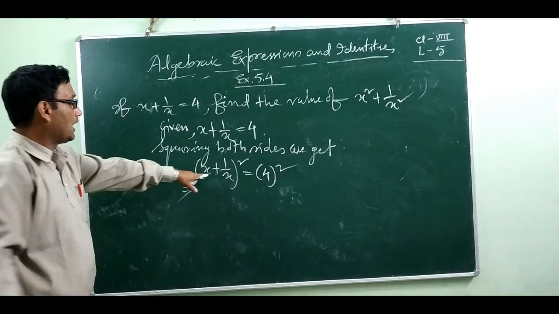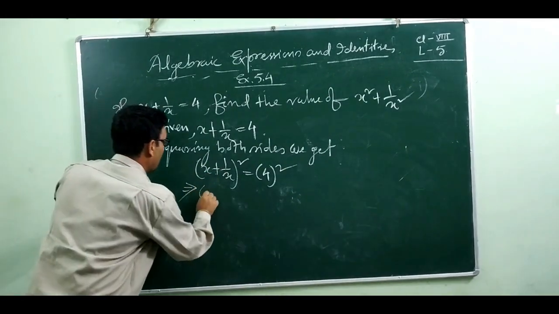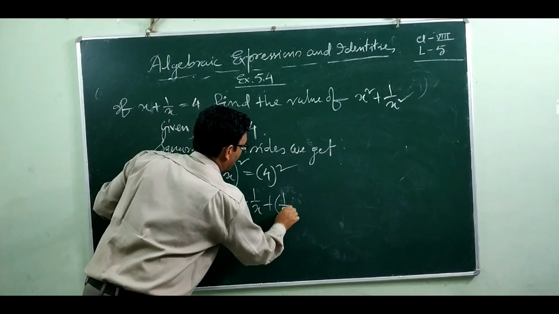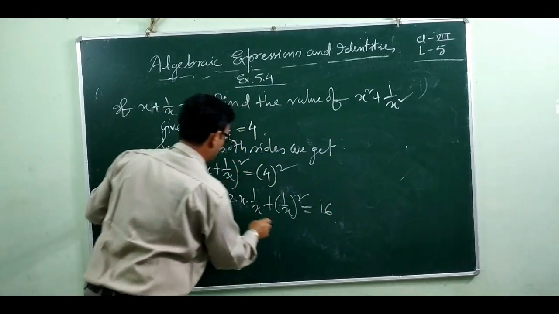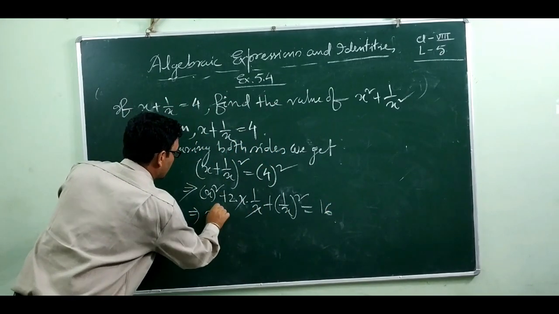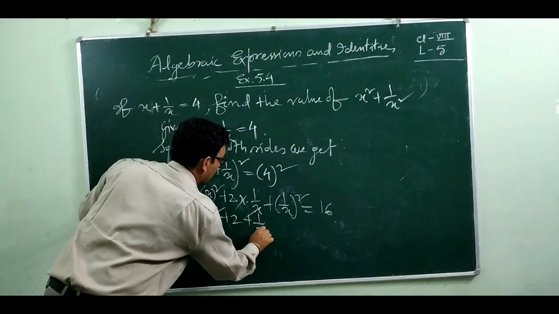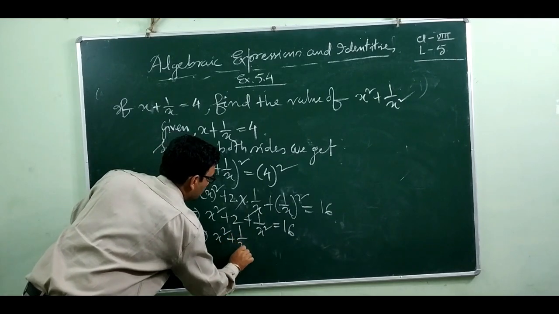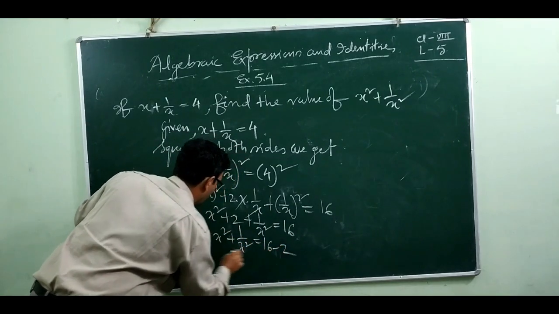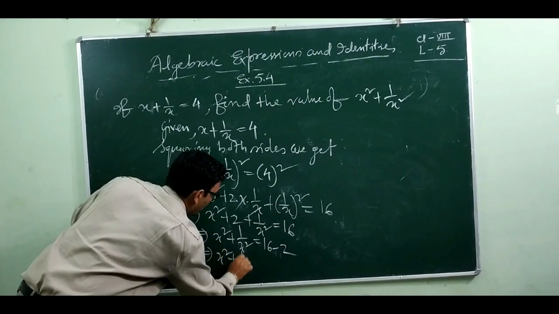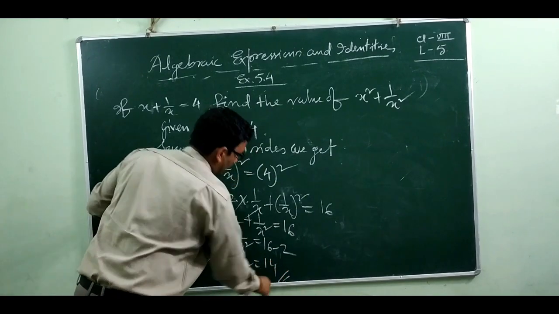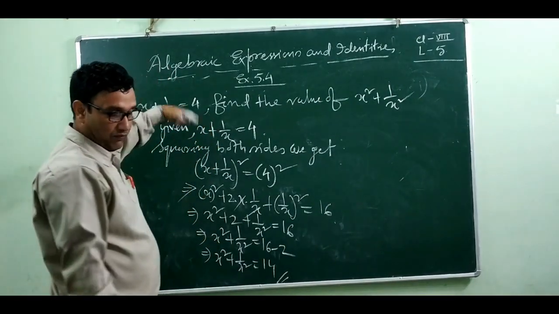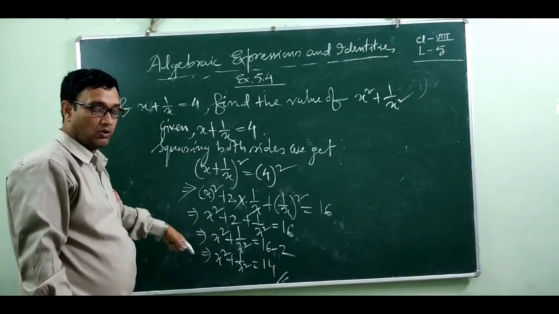Now we will use here identity number 1. That means what? x square plus 2 into x into 1 by x plus (1 by x) whole square equal to 16. This cancels. x square plus 2 plus 1 by x square equal to 16. That means x square plus 1 by x square equal to 16 minus 2. That means x square plus 1 by x square equal to 14. Like this also we can solve, no problem. So if you want to solve by the first method, no problem. If you want to solve by this method also, no problem.